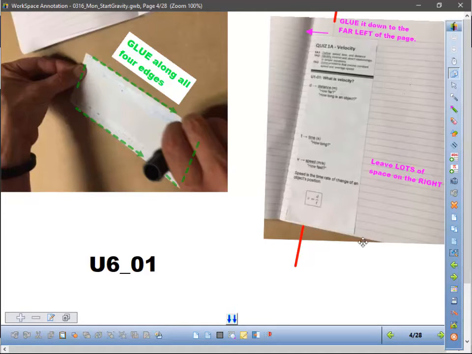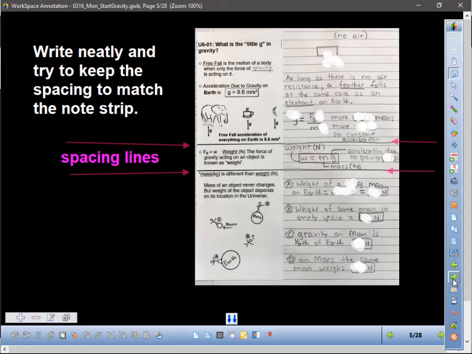So I'm going to go ahead and pause the video here so you can glue in the note strip on page 41. Now you should be set up for today.